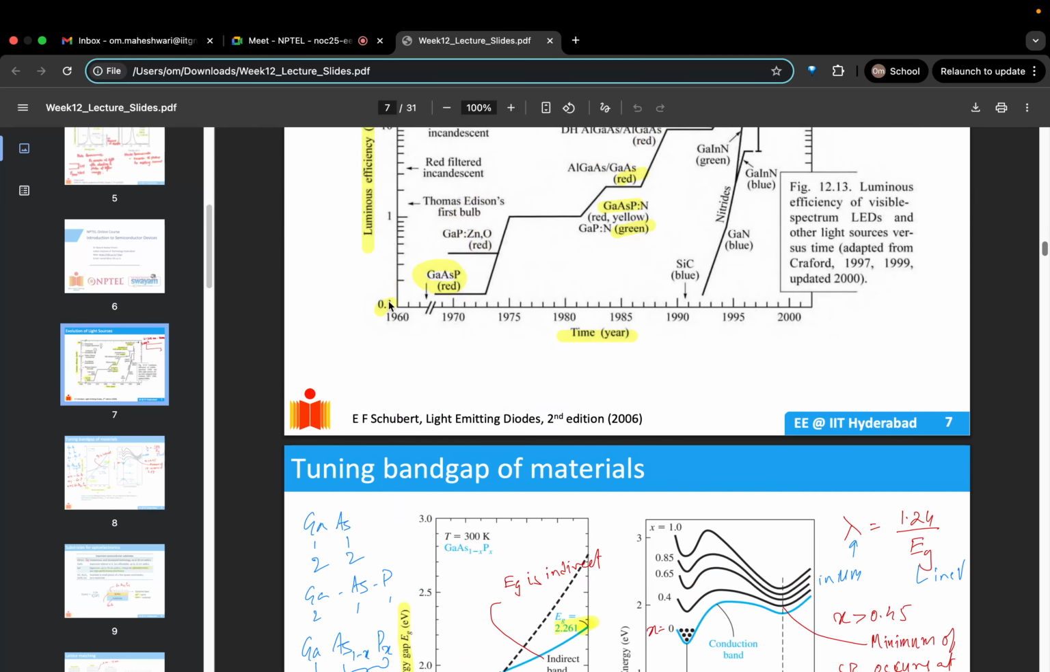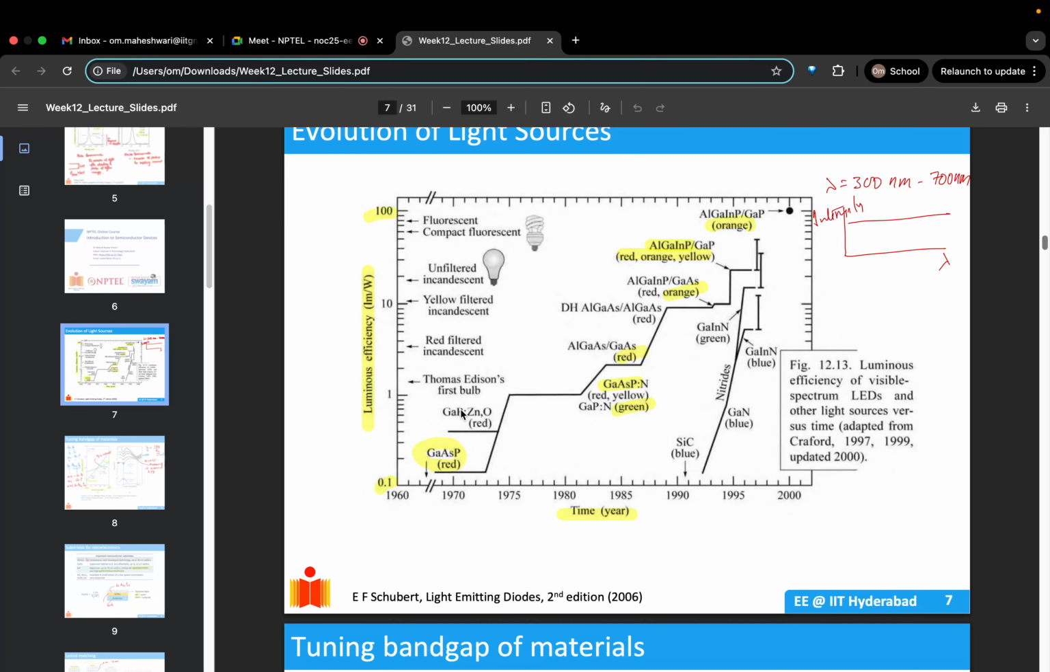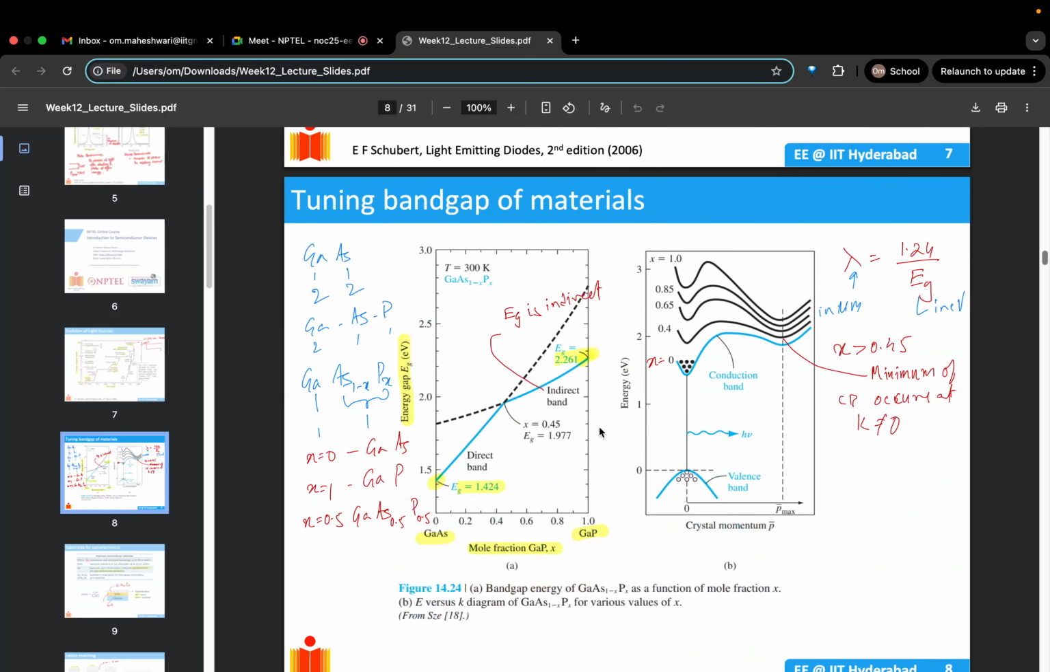The tuning of the band gap of materials is very important because the emitted energy depends on the band gap. The photon energy which is emitted corresponds to the light wavelength, so the color of the light depends on the band gap of the material. For example, with gallium arsenide and gallium phosphide, by tuning the mole fraction we can tune the band gap to stay in the direct band gap region for direct emissions.